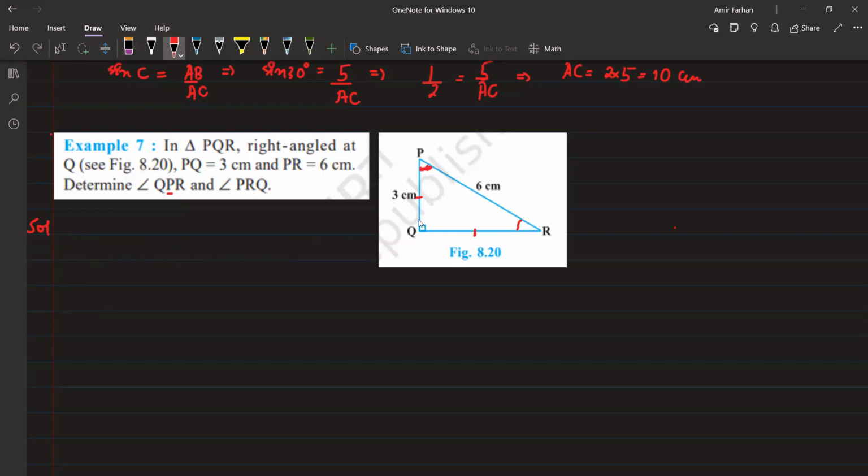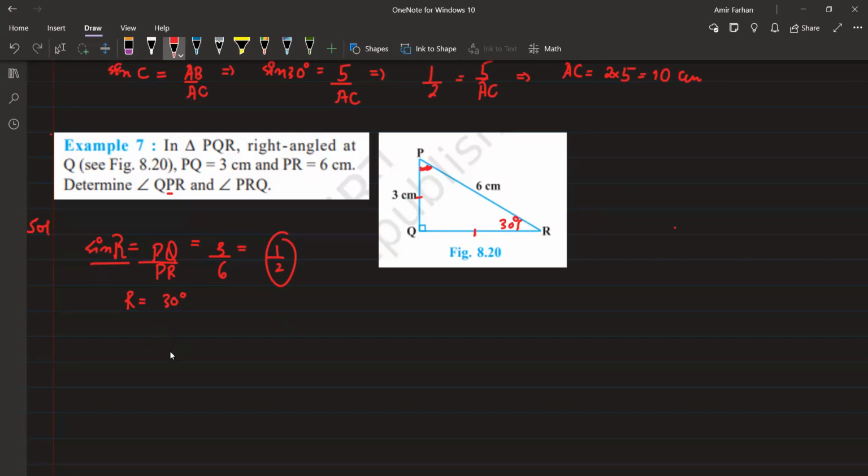Sine R is equal to PQ by PR, which is 3 by 6, equal to 1 by 2. So angle R is coming out to be 30 degrees. Half is the sine of 30 degrees for angle R. So this 30 degrees has come.